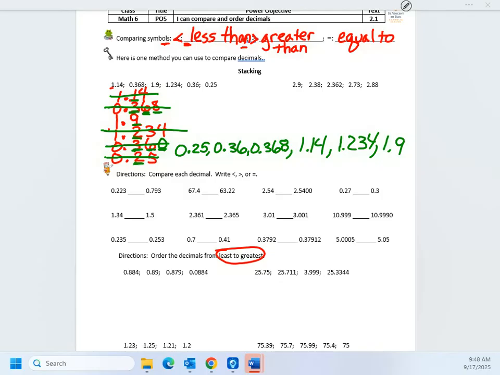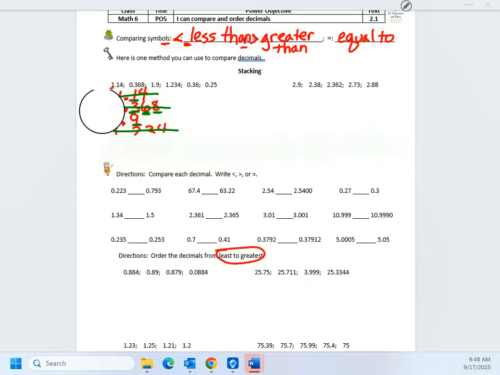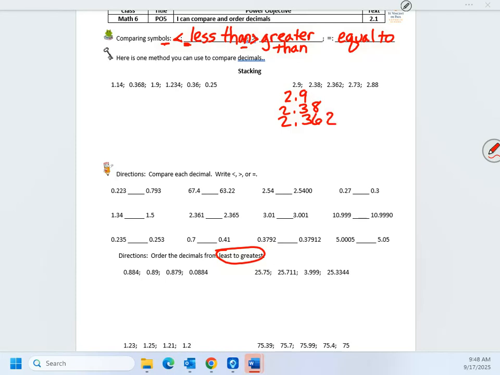So let's look at our next set. What's our first thing we're going to do? Matt? Stack them. Yeah, we need to stack them and make sure that decimal stacks on top of the decimal. So we have 2.9, 2.38, 2.362, 2.73, 2.88.